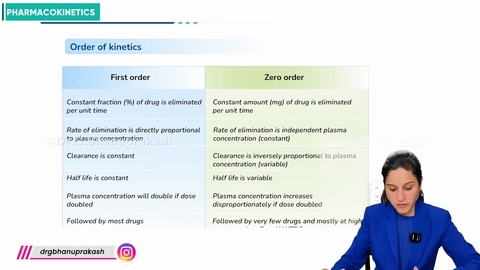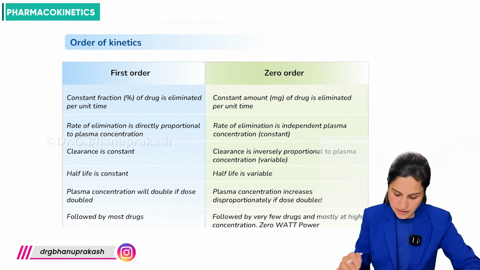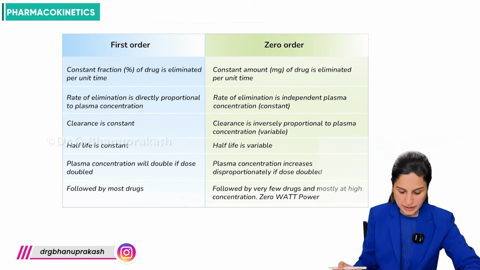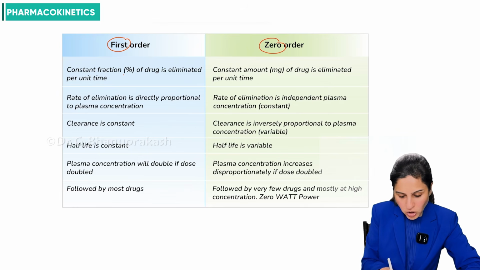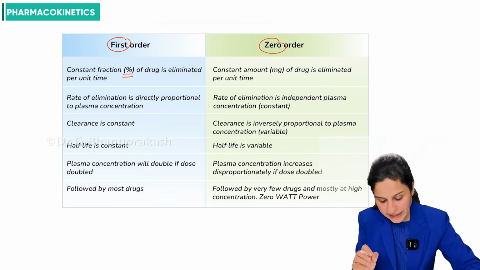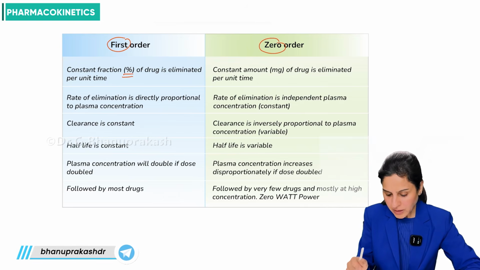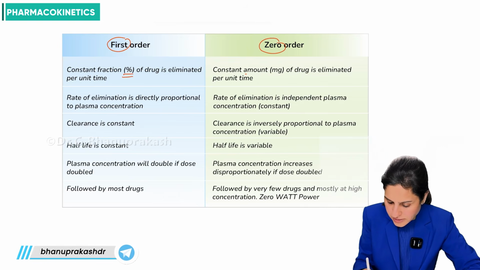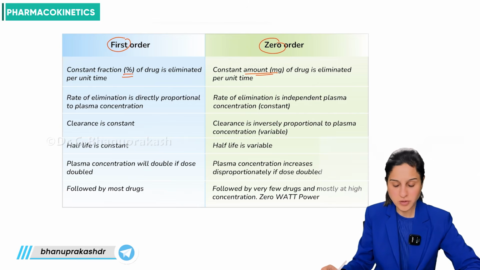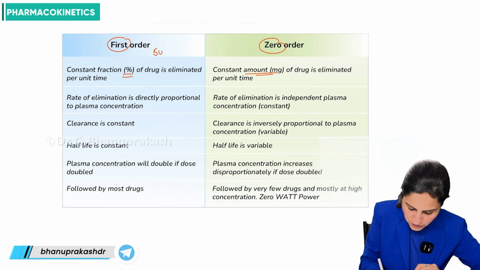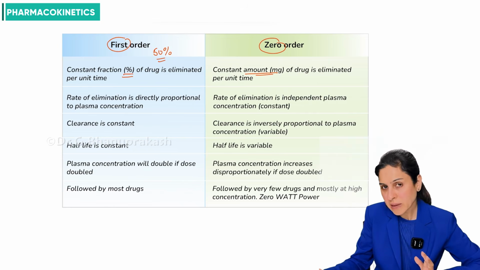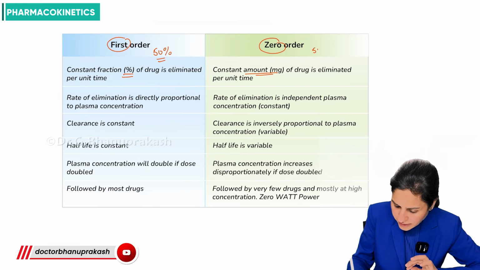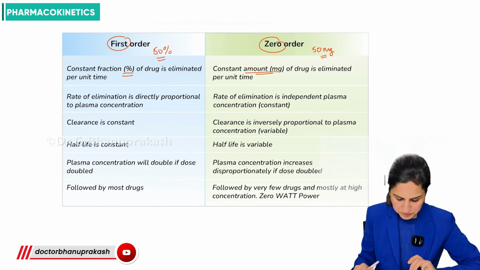Next is order of kinetics, first order versus zero order kinetics. First order kinetics, what is the difference? Here a constant fraction or percentage of the drug is eliminated per unit time. In zero order kinetics, a constant amount of the drug is eliminated per unit time. That means here 50% of the drug is eliminated per unit time, and here a constant amount, let's say 50 milligrams of the drug, not percentage, 50 milligrams.